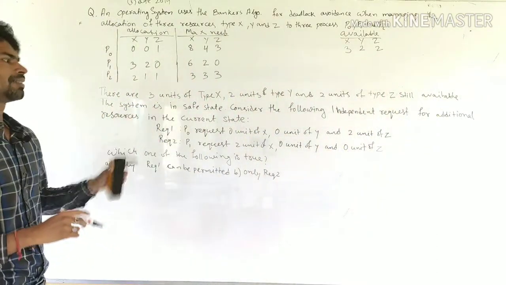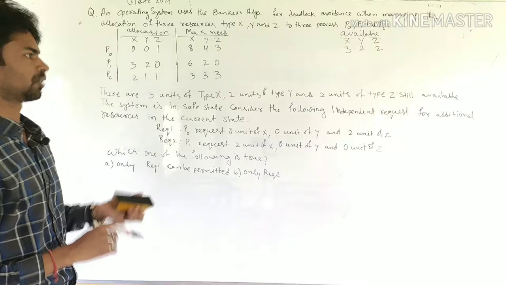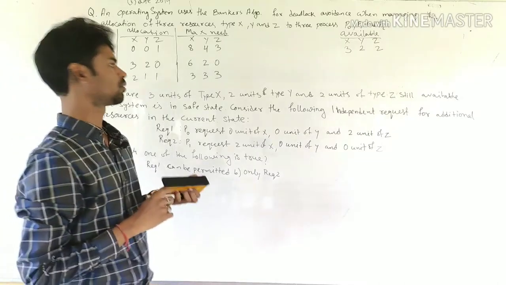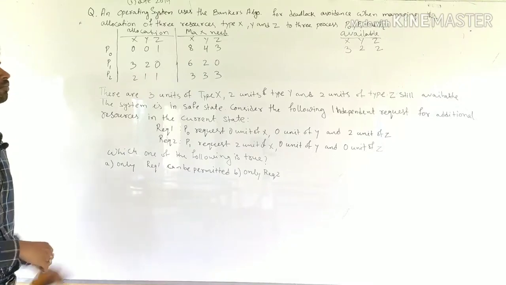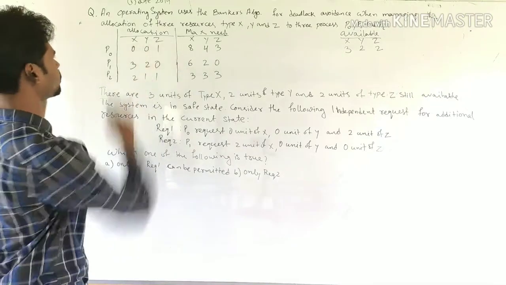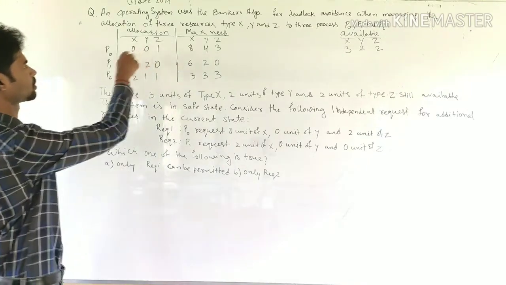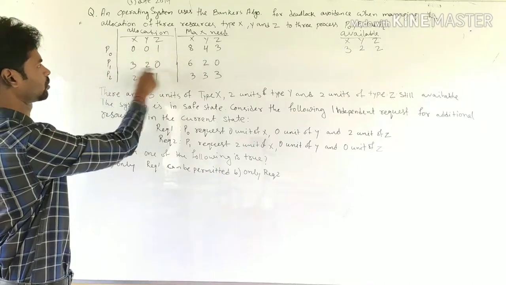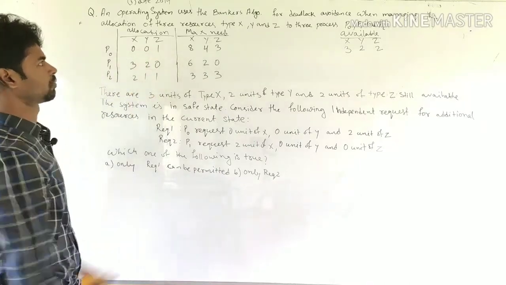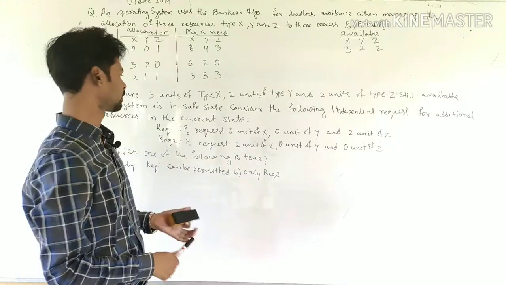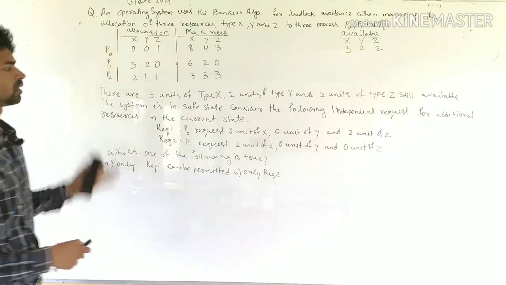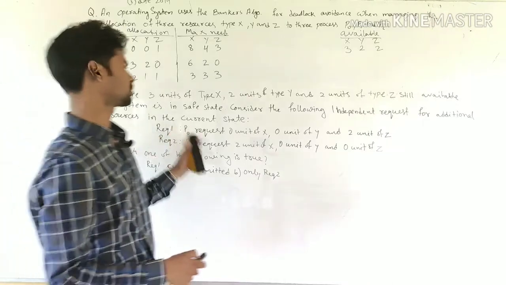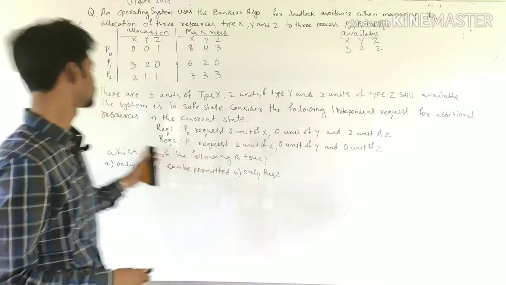The system is in safe state. Consider the following independent request for additional resources in the current state. In the current state, this situation is there. Allocation is given 0 0 1, 3 2 0 and 2 1 1. Maximum need is also given. Available is given. After that, it requests for additional resources.